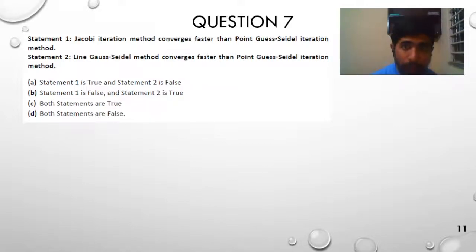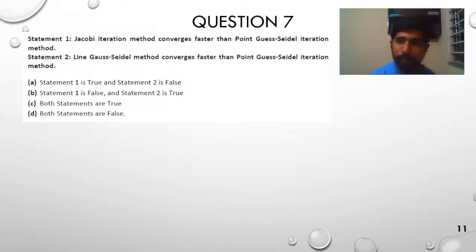Point Gauss Seidel is given. It's not point SOR, point successive overrelaxation. That is not discussed here. We are discussing only three schemes: point Gauss Seidel, line Gauss Seidel, and Jacobi. Jacobi is slowest. What is intermediate, I mean intermediate speed, intermediate convergence? Is it line Gauss Seidel or point Gauss Seidel?